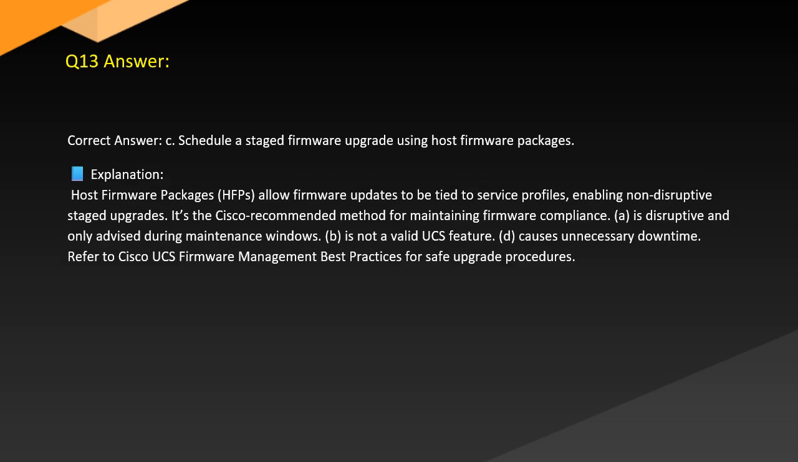Answer. Correct answer: C. Schedule a staged firmware upgrade using host firmware packages. Blue Book explanation: Host firmware packages, HFPs, allow firmware updates to be tied to service profiles, enabling non-disruptive staged upgrades. It's the Cisco recommended method for maintaining firmware compliance. A is disruptive and only advised during maintenance windows. B is not a valid UCS feature. D causes unnecessary downtime. Refer to Cisco UCS firmware management best practices for safe upgrade procedures.